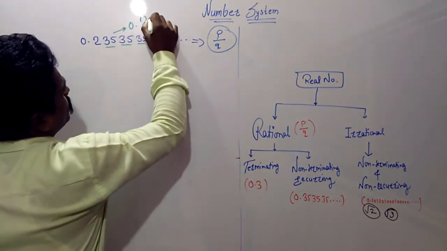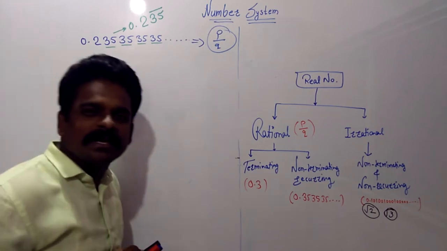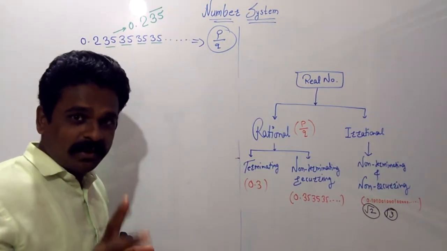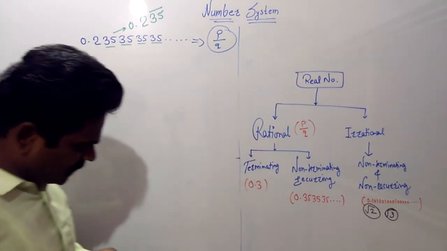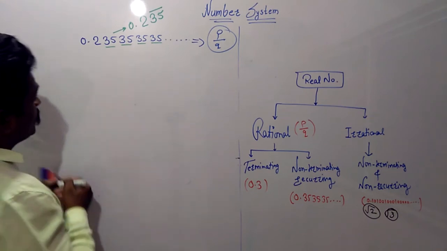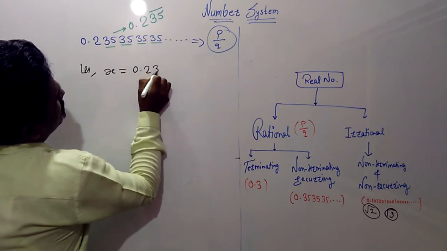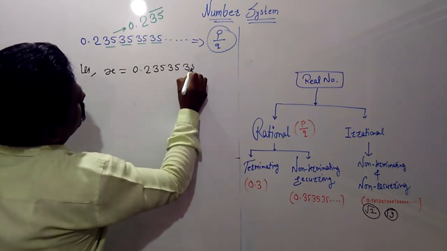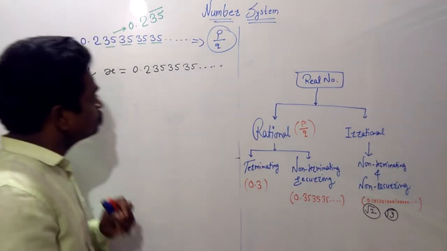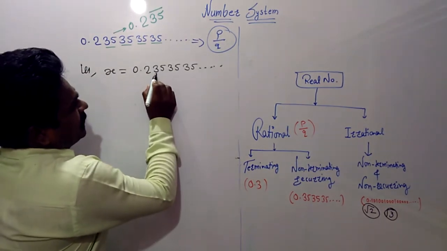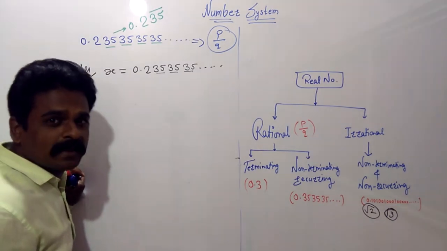So we can write it as 0.2 with a bar over 35. So how many digits are under the bar? Only 2. That's why if you consider it as x, then you are going to multiply both sides by 100 only. So we'll solve it. Let x be equal to 0.2353535 and so on. No problem. Fine. Now see here. Repeating digits are 2. That's why we will multiply both sides by 100 only.